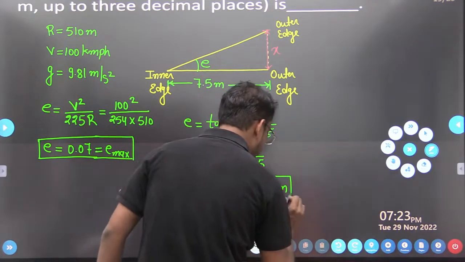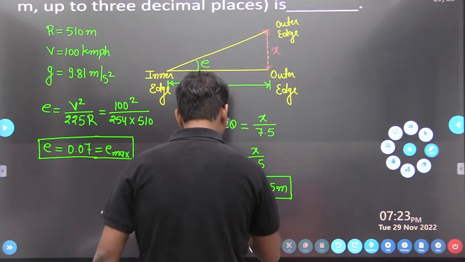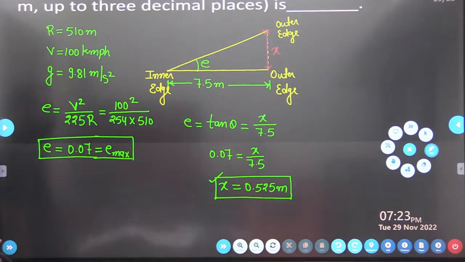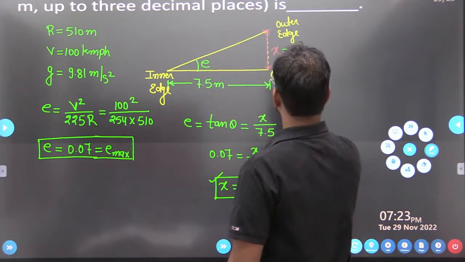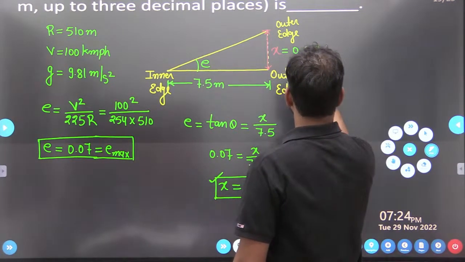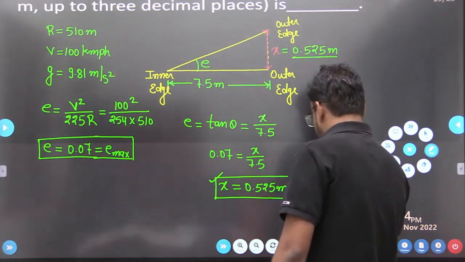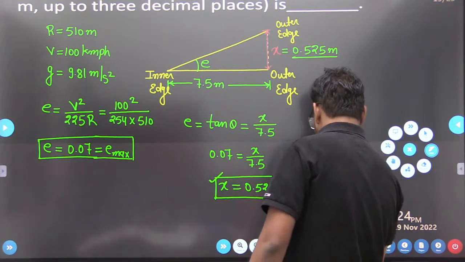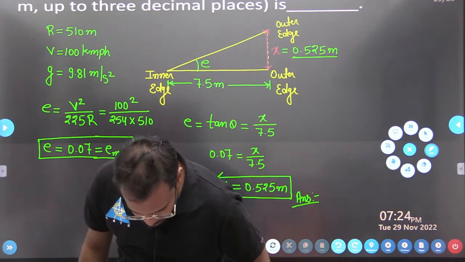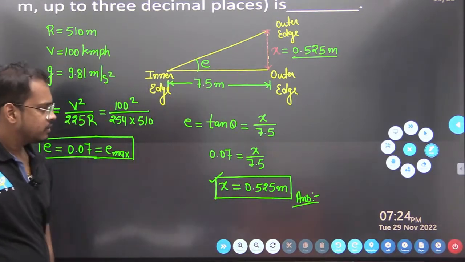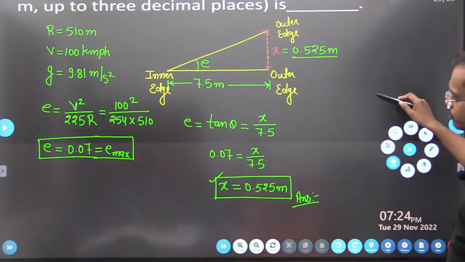0.525 meter, this is the value of X, am I right? So this is the level difference between inner edge and outer edge. So the value is 0.525 meter. This is a very interesting question, a very interesting problem solved here. It is the correct answer. All the students are clearly getting my point. Okay, civil engineers, all the students have clearly understood all the things. There is no problem, no issue.